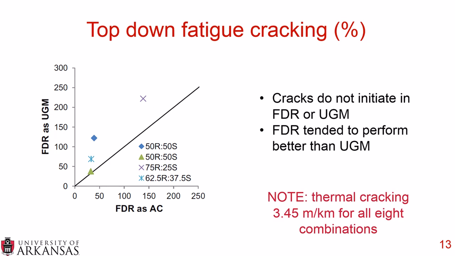Now we also got thermal cracking outputs, but thermal cracking was the same for all 8 combinations. It was 3.45 meters per kilometer for all 8 of the combinations. So we saw no difference in thermal cracking whether FDR was an unbound granular material or asphalt concrete, and there was no difference between the geometric configurations of the dynamic modulus or the different percentages of RAP in the mixture.